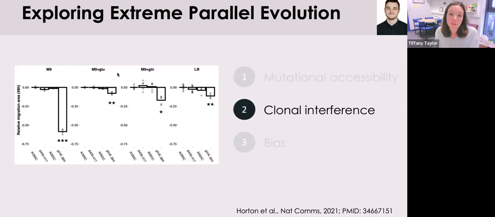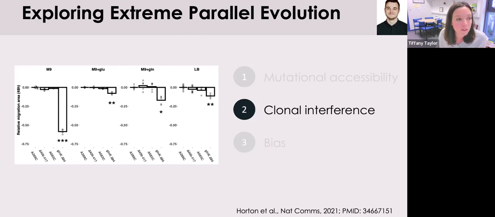The next hypothesis was that maybe it had something to do with clonal interference. This describes when you have multiple clones arising in a population at the same time, they compete, and you would assume that under strong selection the fittest mutation should win. Here, because we're interested in swimming phenotype, our measure of fitness is actually the strength of that swimming phenotype, which is measured by the relative migration area. It's relative to the common mutant A289C.